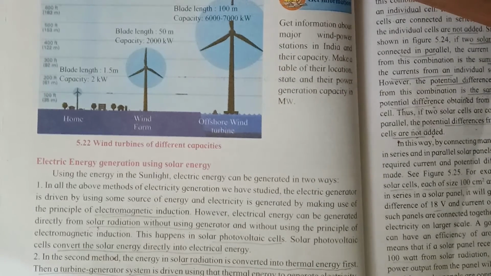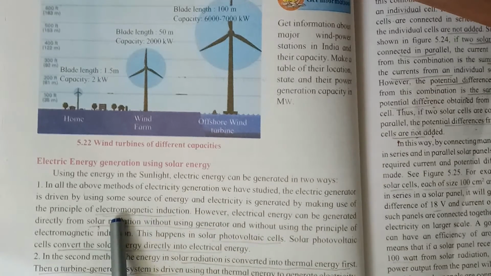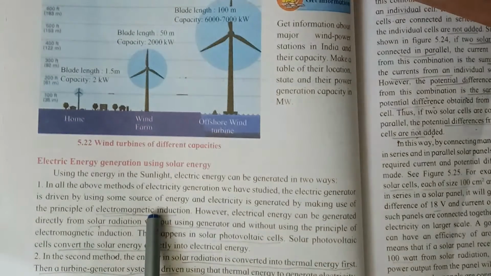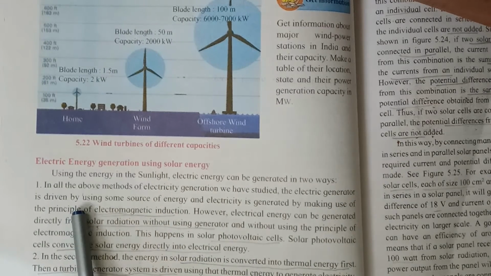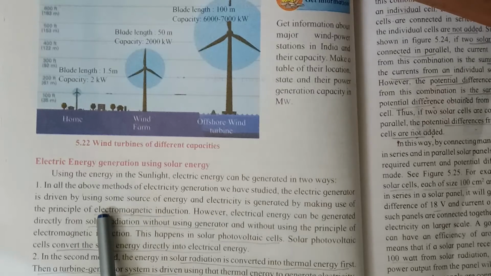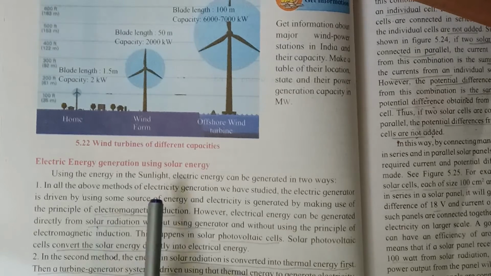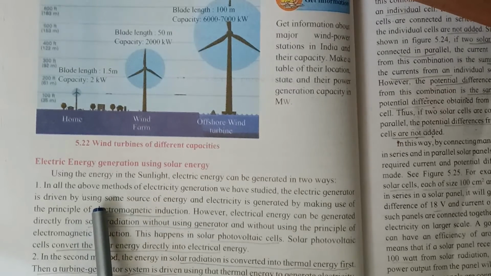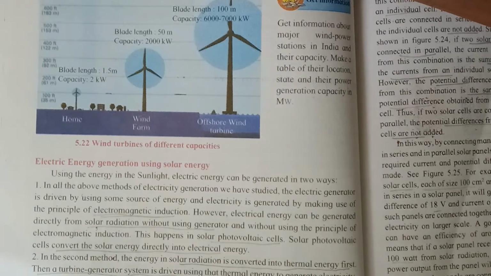Generally, we know that in earlier methods, energy is generated from various sources by using electromagnetic induction. That means the electromagnetic induction principle is used. But with solar radiation, we are not using electromagnetic induction. Here, electrical energy is generated directly from solar radiation without using a generator. So we are not using the electromagnetic induction principle.